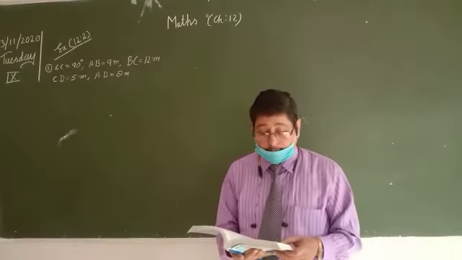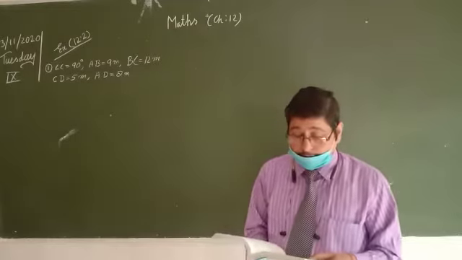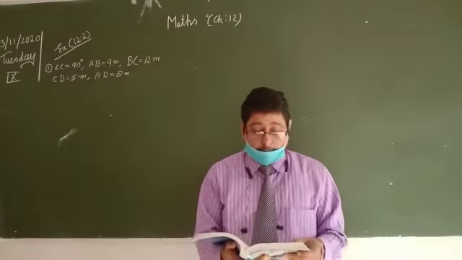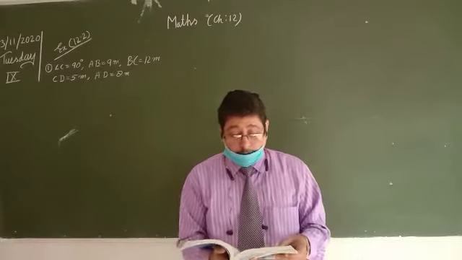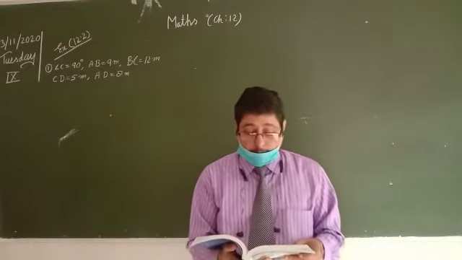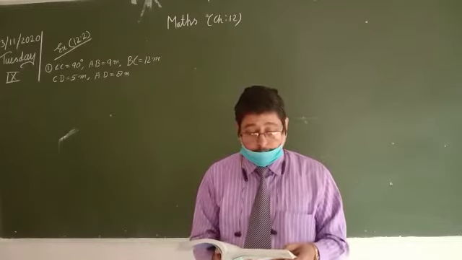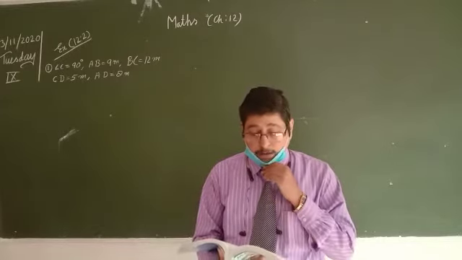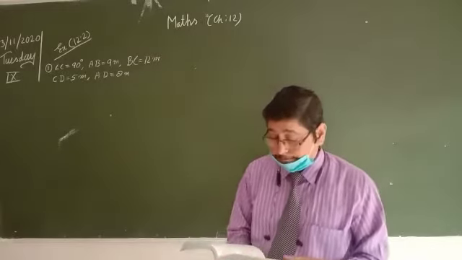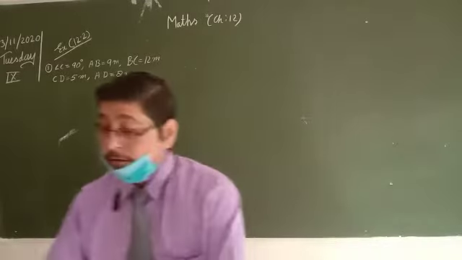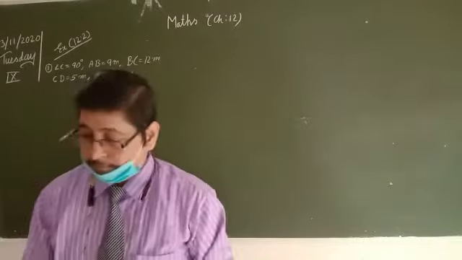Question number 1. This is a path in the shape of quadrilateral ABCD, which means there is a path whose shape is the quadrilateral ABCD. It has angle C equal to 90 degrees, AB equal to 9 meters, BC 12 meters, CD 5 meters, AD 8 meters. How much area does it occupy? What is the area of this?